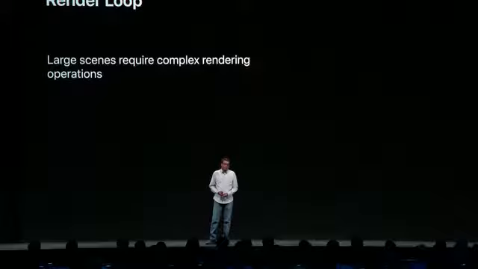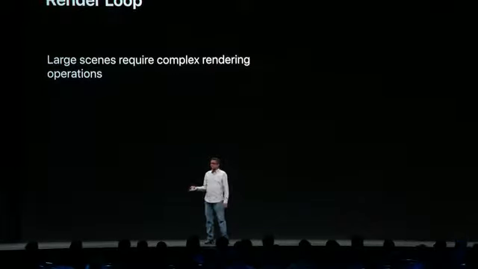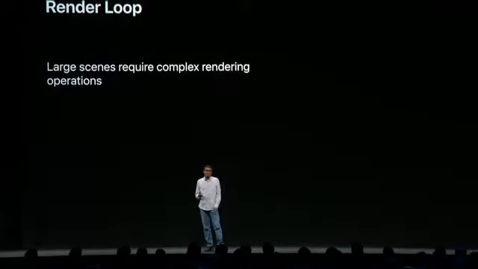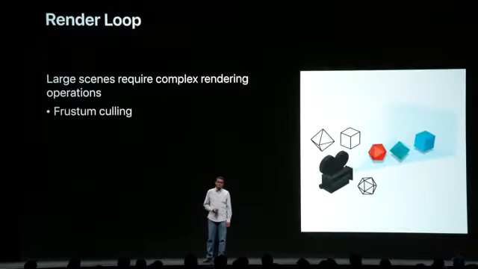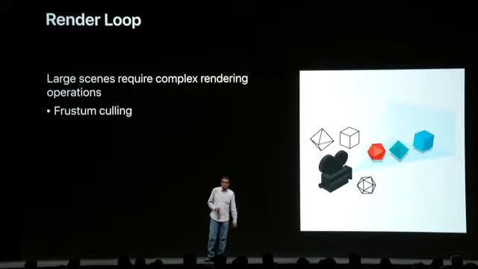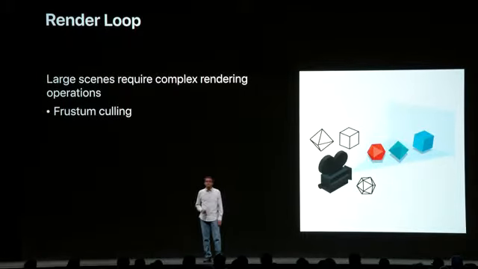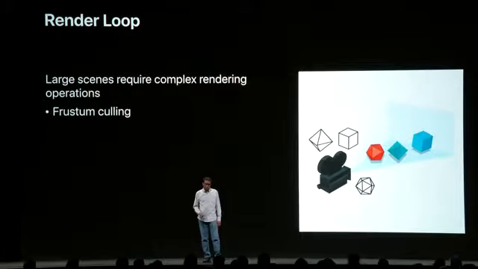Now, before diving into details, let's first see what operations are usually performed in a render loop. Large scenes require complex rendering operations, so usually you do a series of optimizations to efficiently render the scene. The first thing that you do is frustum culling, where you remove the objects that fall outside the view frustum. You don't issue draw calls for those.